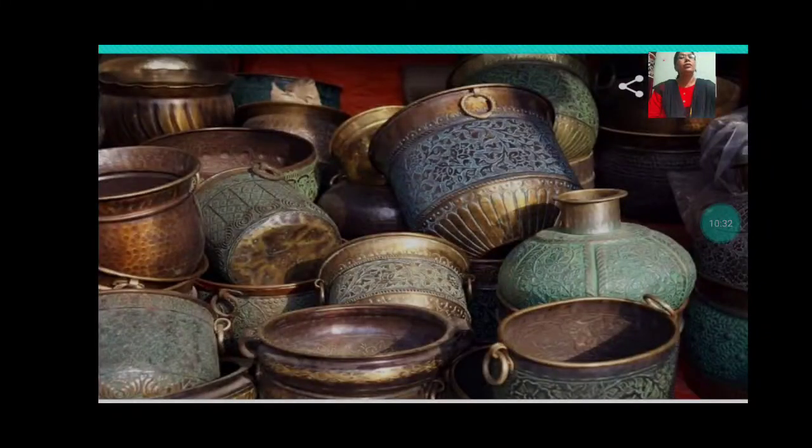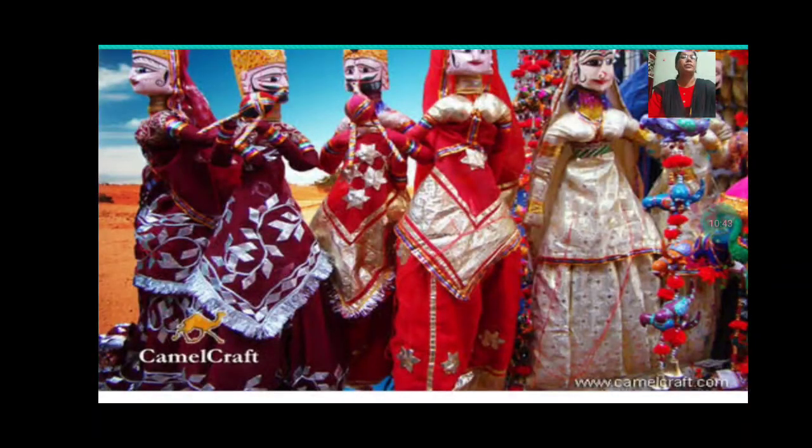This you can see on the pots, they are also making designs. These are handicrafts. Puppets, the puppets of Rajasthan are also famous. These are the puppets, and they are known all over the world. These are very beautiful puppets they are preparing. So this is also famous in Rajasthan.